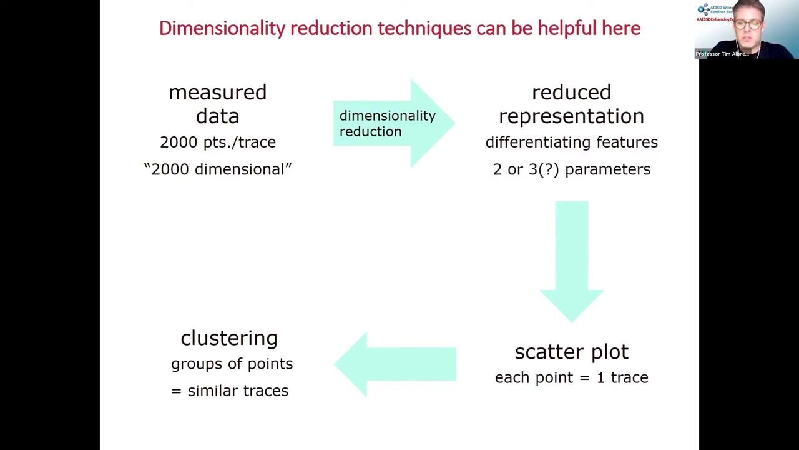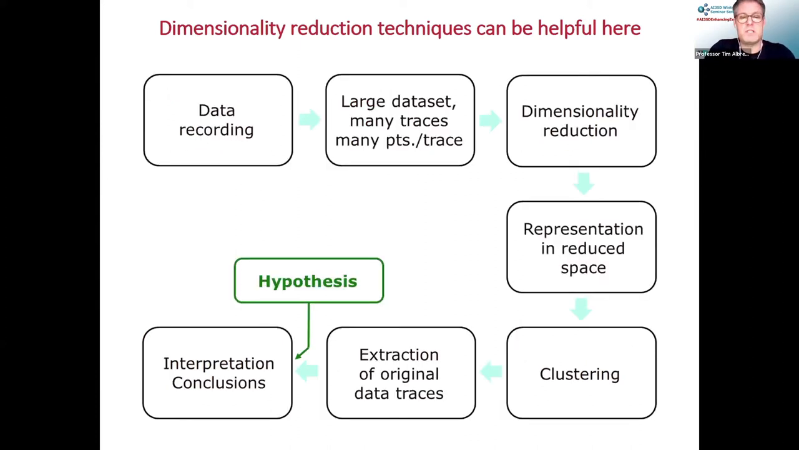And the typical thinking would then be that you'd have measured data where you would have, let's say, 2,000 points per trace, let's say 100,000 traces. In some sense, these would be 2,000 dimensional data. Then we apply dimensionality reduction techniques, get a reduced representation, produce a scatter plot, and then use clustering techniques, for example, to pull out different subpopulations if there are any, and then proceed towards interpretation.